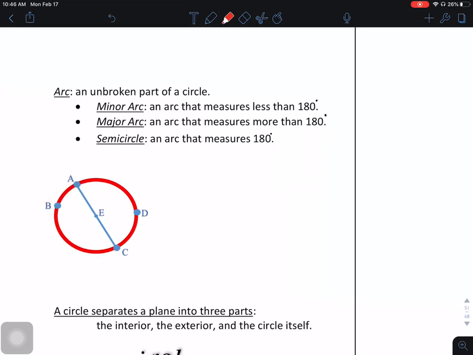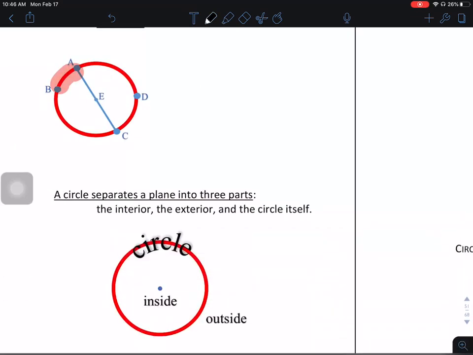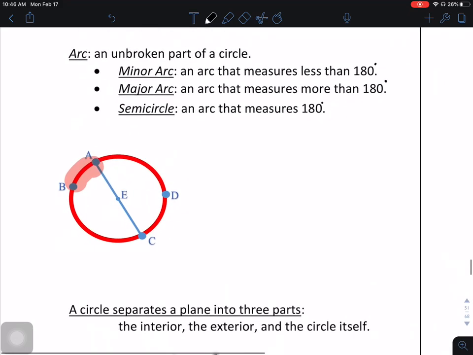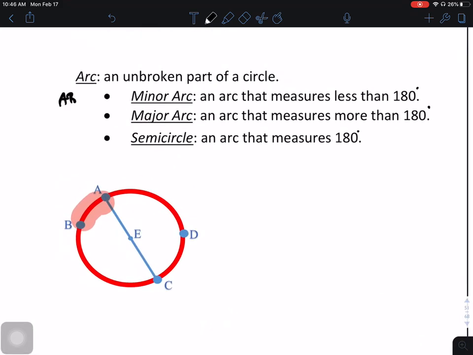Minor arc: an arc that measures less than 180 degrees. So in this picture, arc AB is a minor arc. The symbol for arc is drawing a little arc over top of the endpoints of your arc. Minor arcs always use two letters.